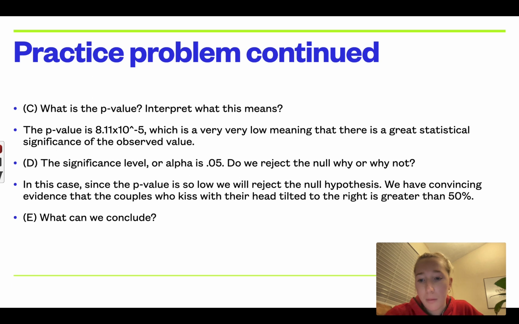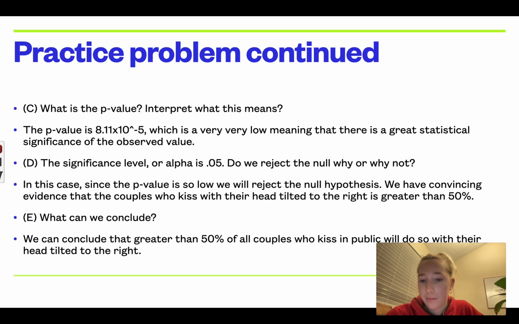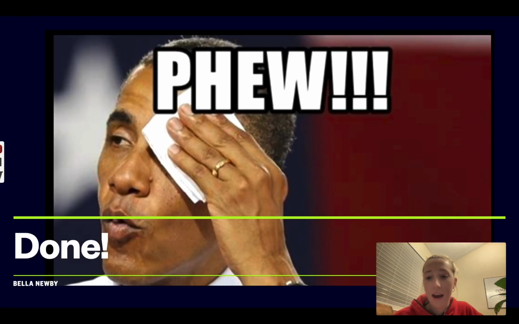So, what can we conclude from this? We can conclude that greater than 50% of all couples who kiss in public will do so with their head tilted to the right, which once again is our alternative hypothesis. So, with that, we are done with the question, and that is significance testing for proportions.